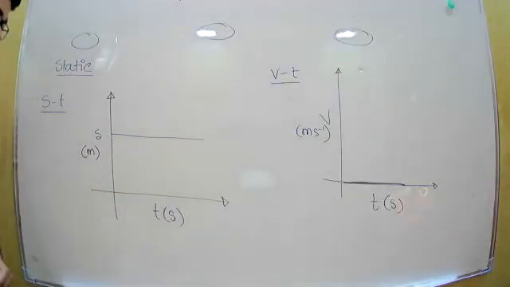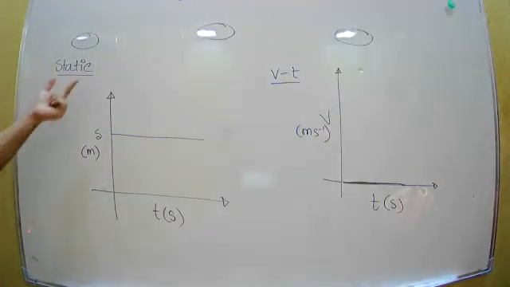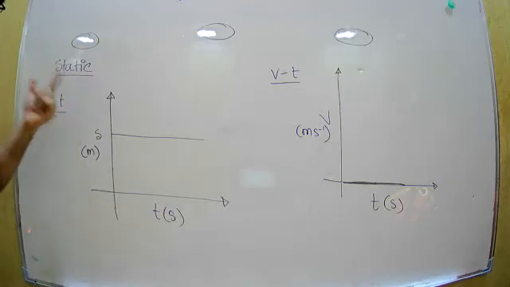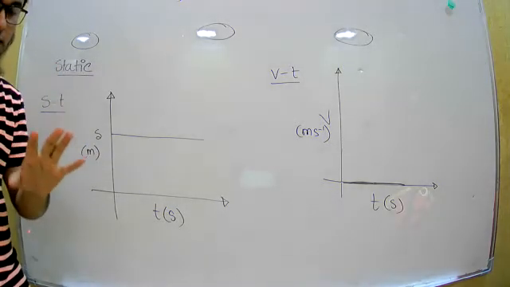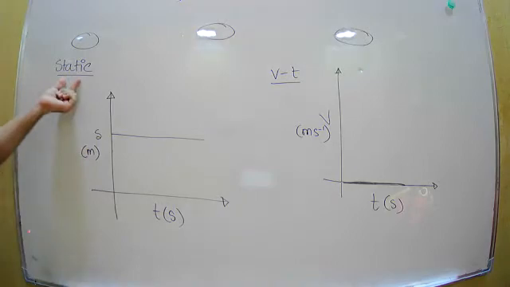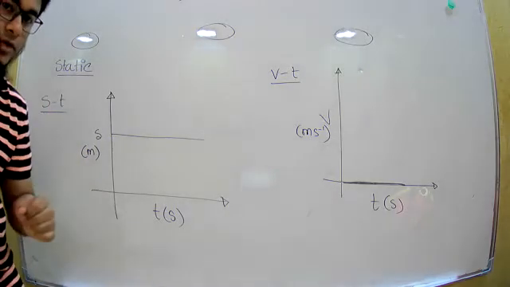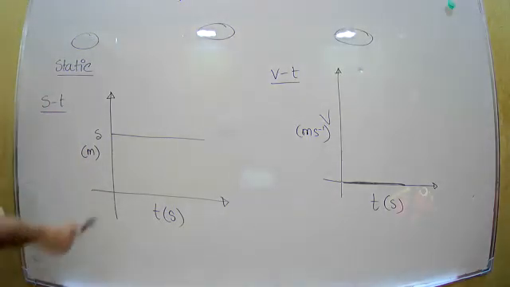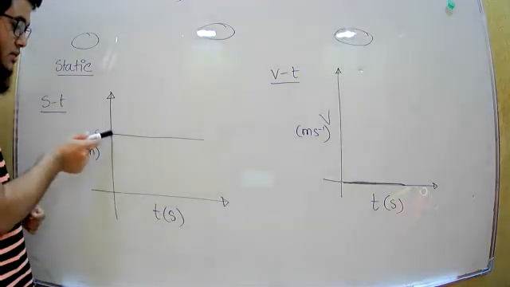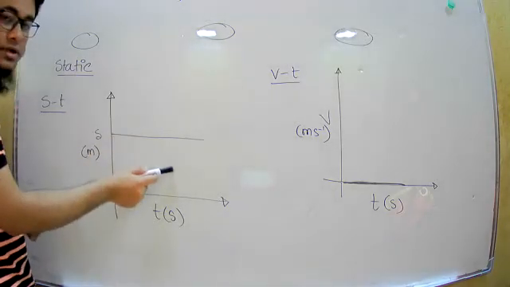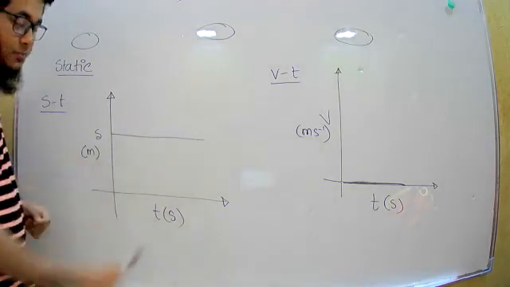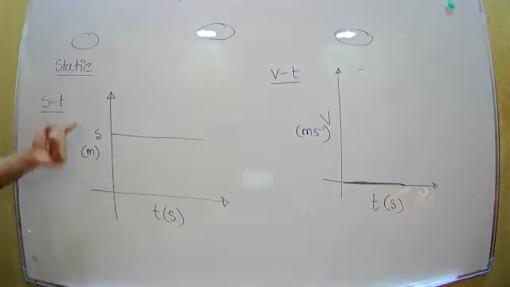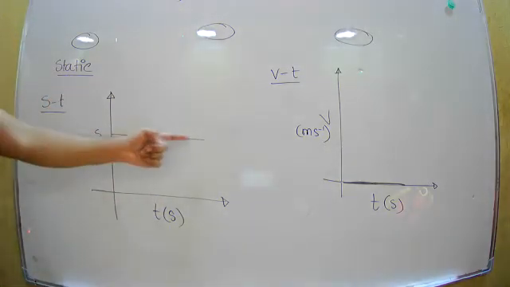So at first we are going to take a look at the condition when the car or any object that is under experiment is static. Static means it is not moving. So what will happen? With time, the distance will not increase nor decrease. It will remain the same. So when the car is static, the distance versus time graph is going to look like this.